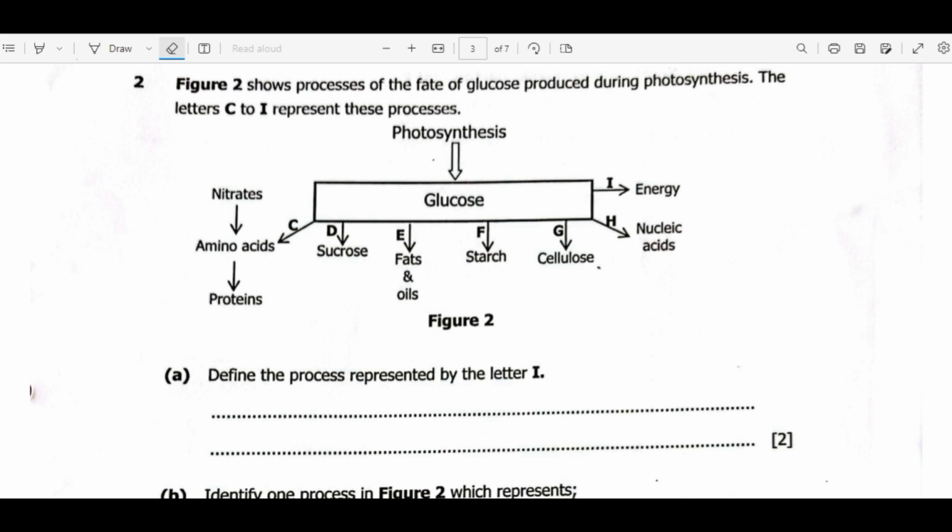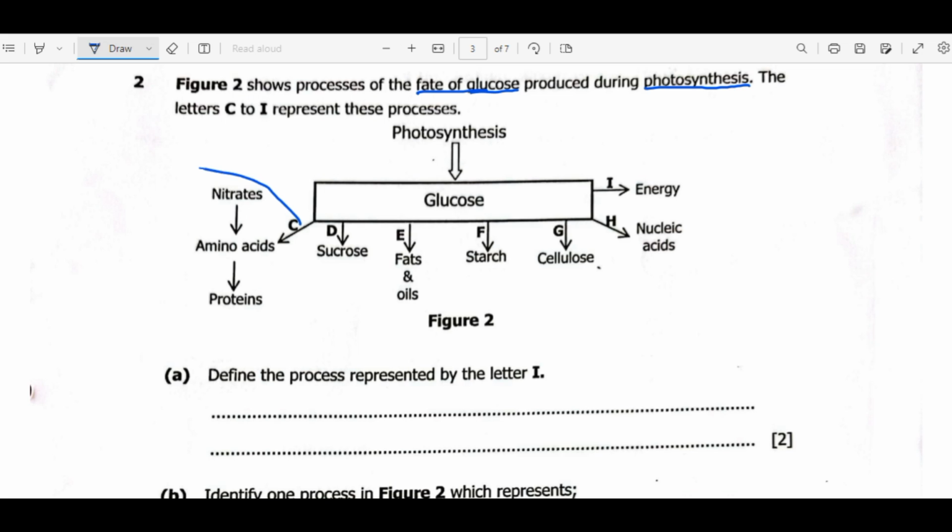Now we know that the simple definition we can give is that photosynthesis is a process by which plants manufacture their own food. The food that is produced by photosynthesis is glucose. Now, what does it mean if they say fate of glucose? Fate of glucose simply means the use of glucose. What are the uses of glucose after being manufactured? So that's what it means by fate of glucose. Now, we have letters C to I representing these processes that summarize the fate of glucose.